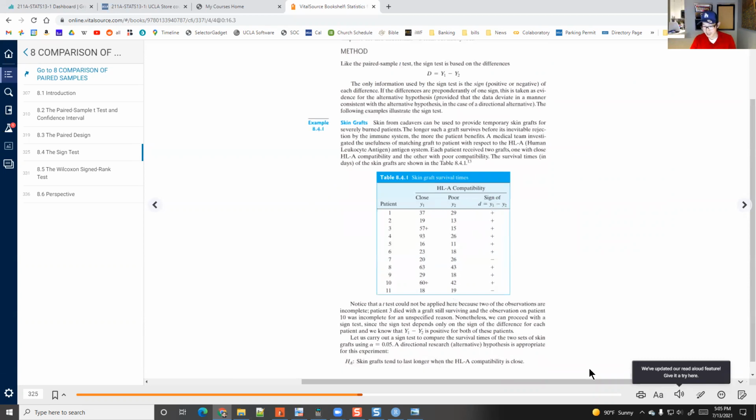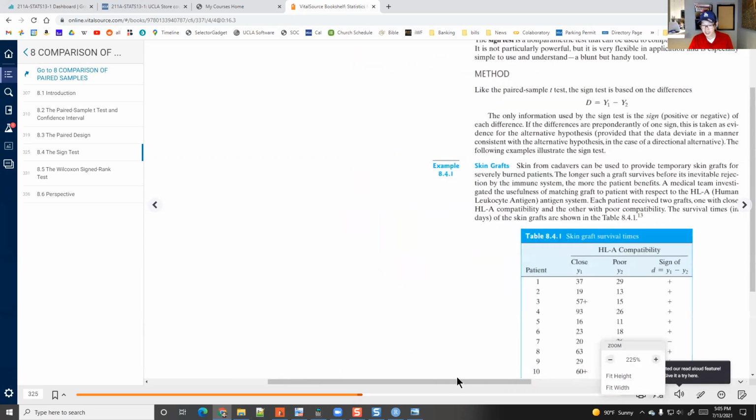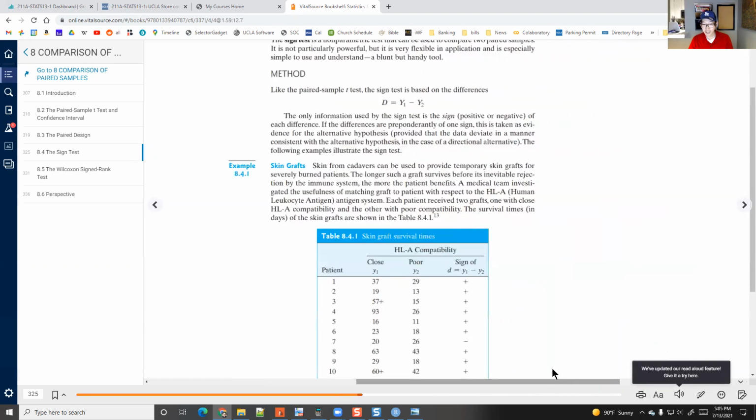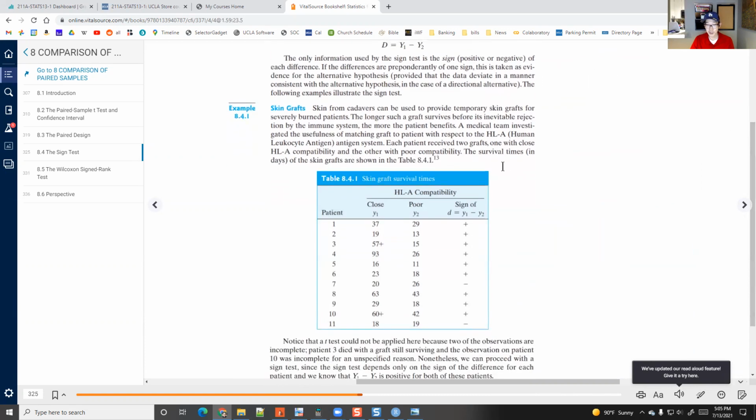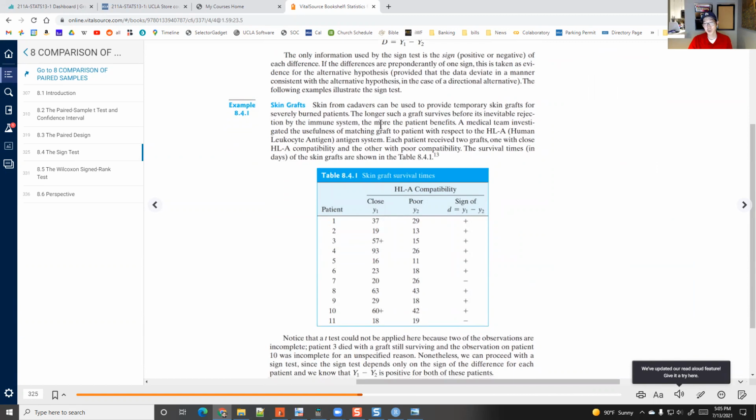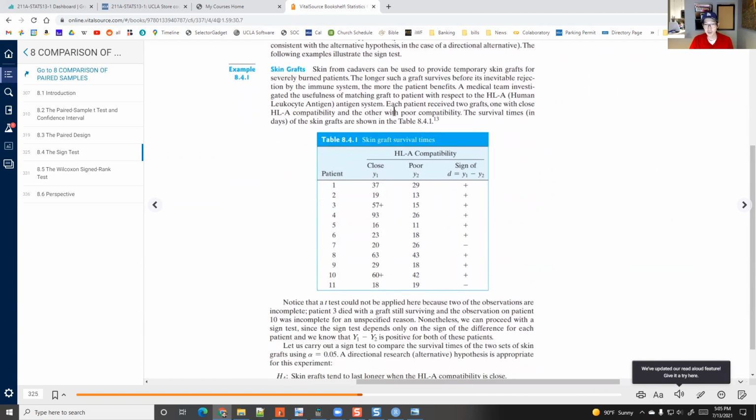It says skin from cadavers can be used to provide temporary skin grafts for severely burned patients. The longer such a graft survives before its inevitable rejection by the immune system, the more the patient will benefit. A medical team investigated the use of matching graft to patient with respect to HLA, the human leukocyte antigen system. Each patient received 2 grafts, one with close compatibility and the other with poor compatibility. And then we measured survival time.